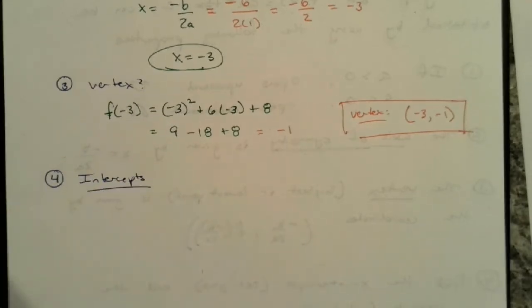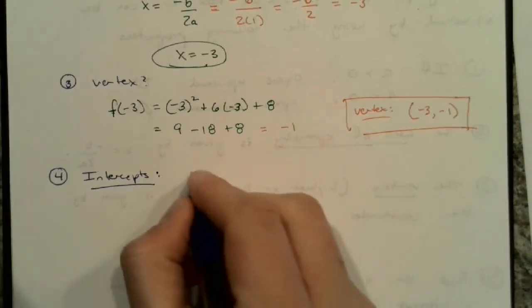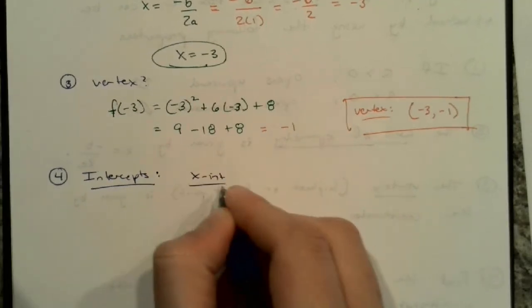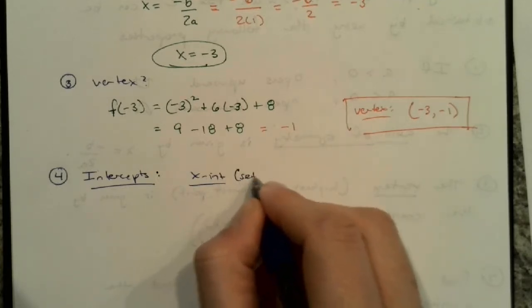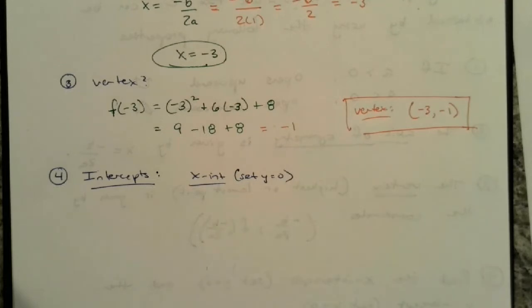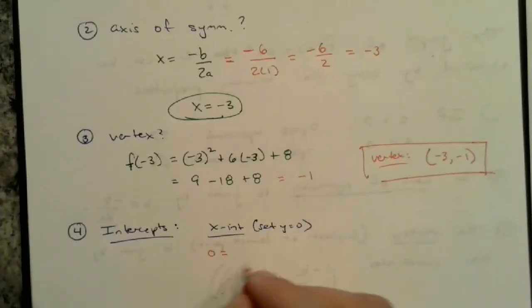Right, the intercepts, we're talking about the x-intercepts and the y-intercepts. So for the x-intercept, remember how you're supposed to find these. You set y equal to 0. If I set y equal to 0, that's like setting the f of x side of my function, right? F of x and y are interchangeable. So it's really saying 0 equals x squared plus 6x plus 8. And you want to solve this.